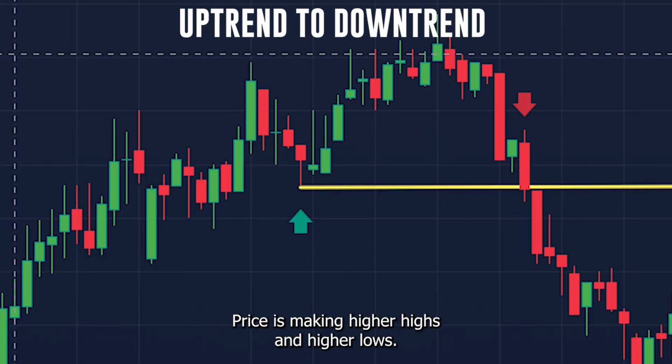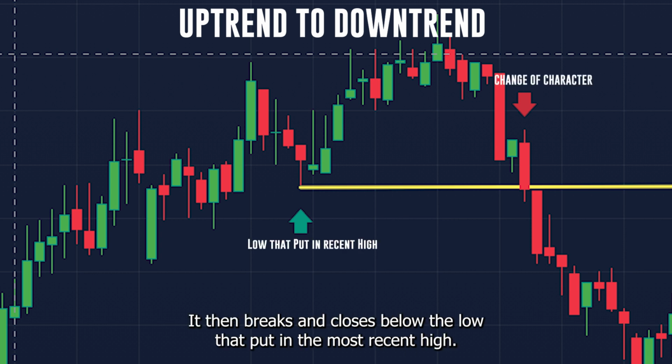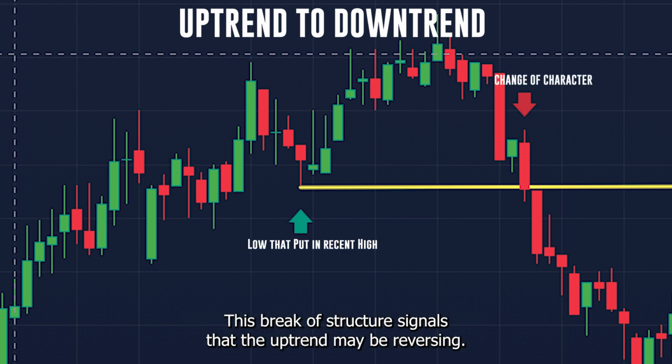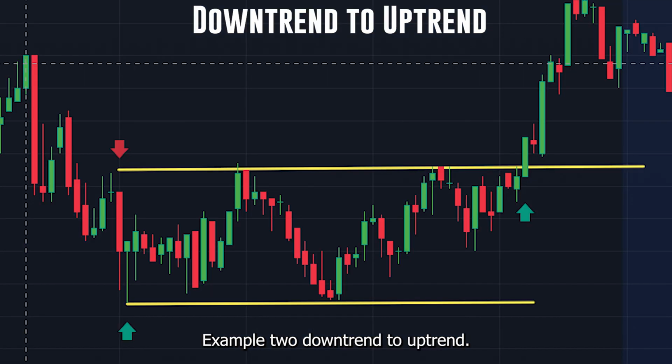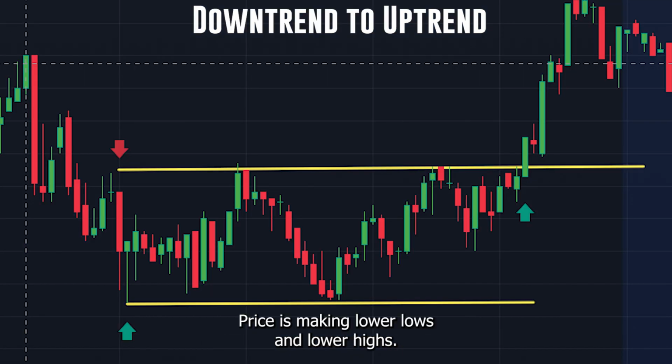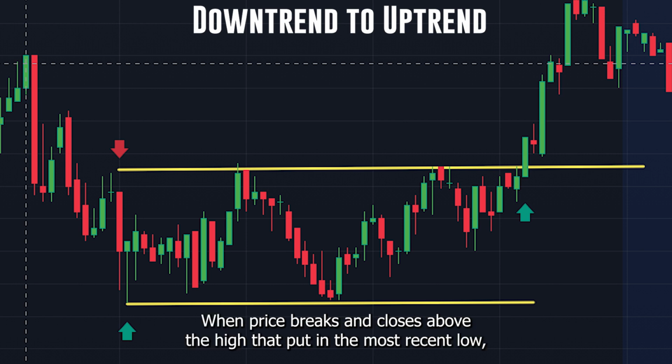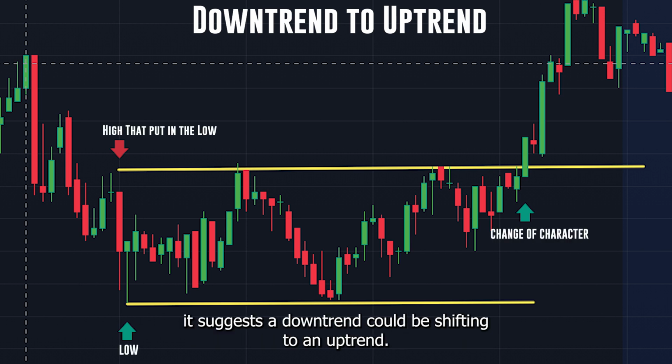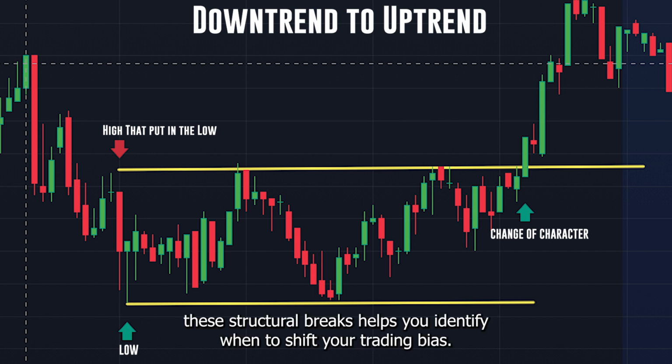Example 1. Uptrend to downtrend. Price is making higher highs and higher lows. It then breaks and closes below the low that put in the most recent high. This signals that the uptrend may be reversing. Example 2. Downtrend to uptrend. Price is making lower lows and lower highs. When price breaks and closes above the high that put in the most recent low, it suggests the downtrend could be shifting to an uptrend. Recognizing these structural breaks helps you identify when to shift your trading bias.